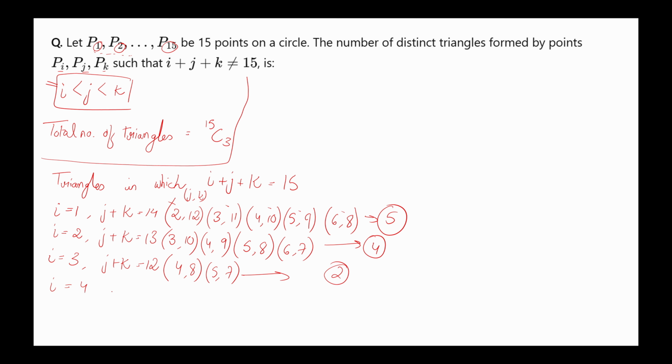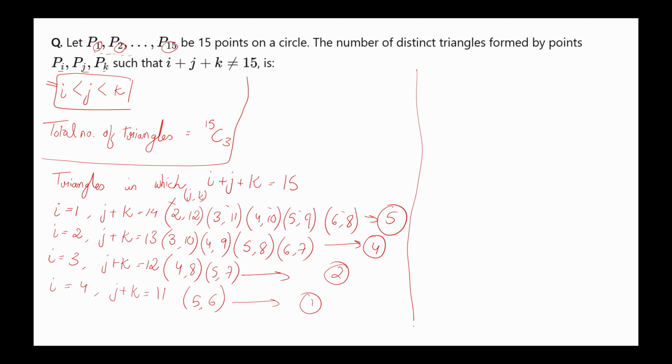Now what if my i is equal to 4? My j plus k would become 11. Now what are the possibilities I can have? 5, 6. That's it. Apart from that, I cannot have any other possibility. If I take j as 5, I will have to take k as 6. And if j and k are 5 and 6, they make a total of 11. So my k cannot be 4. k is the greatest number here. So these are the total possible ways in which i plus j plus k is equal to 15.